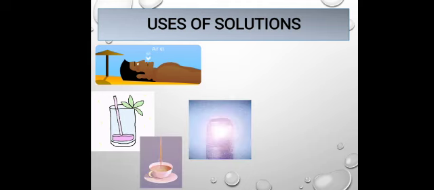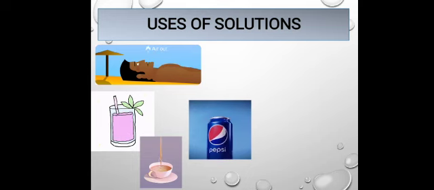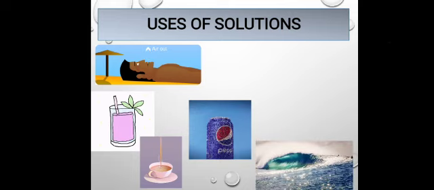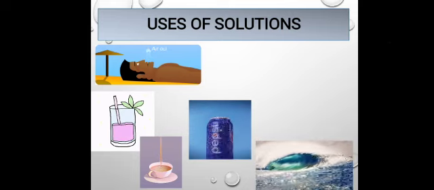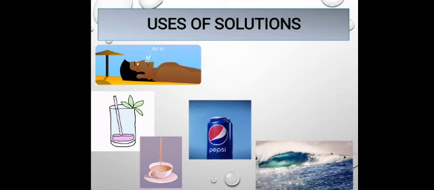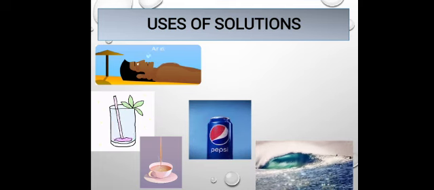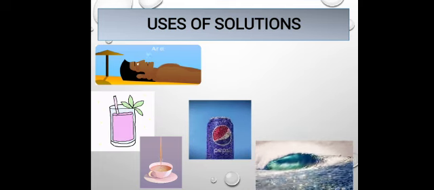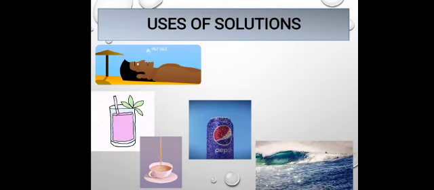Next, we use lemonade. We use tea in our daily routine. Lemonade is a solution which consists of lemon juice, sugar, and water. Similarly, tea is a solution which consists of tea leaves, milk, water, etc. So yes, these are the solutions that we use in our daily routine. Next is the ocean. As we have discussed, sea water is salty, ocean water is salty. So in the ocean, salts and other minerals are dissolved. So we can say that ocean water is also a solution.